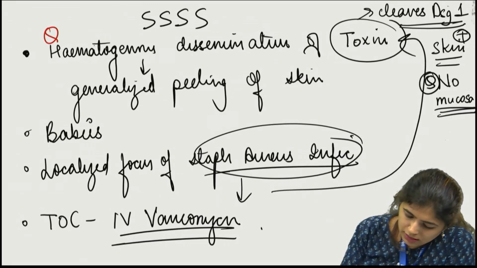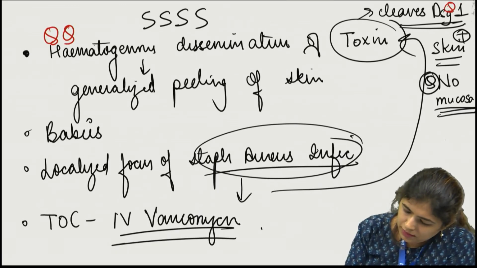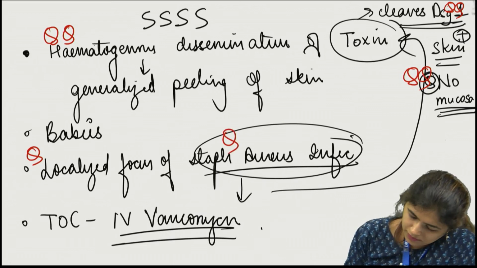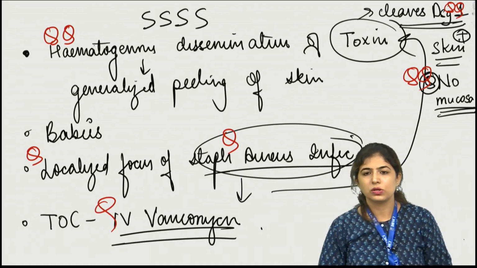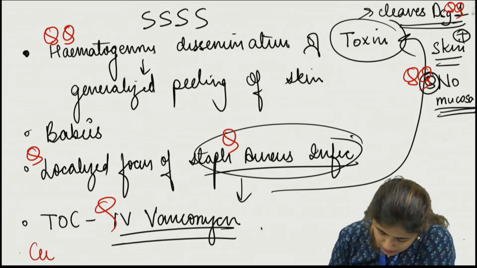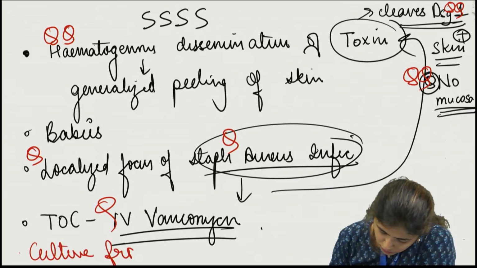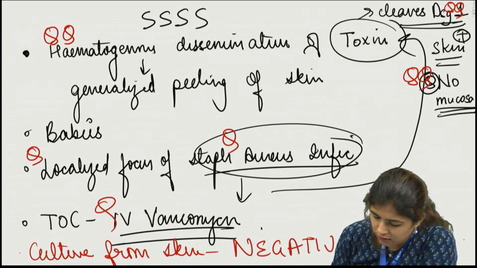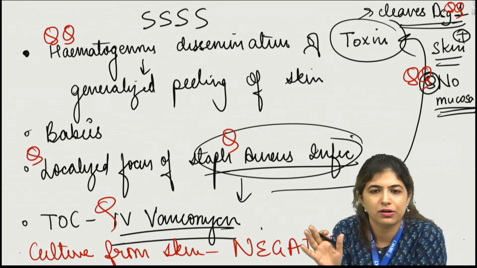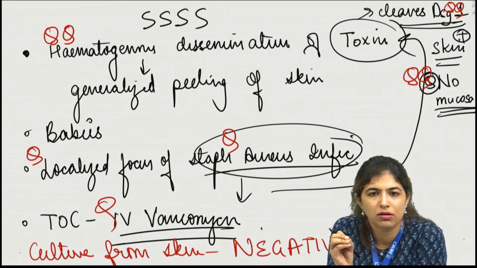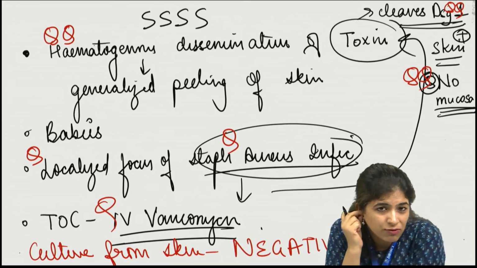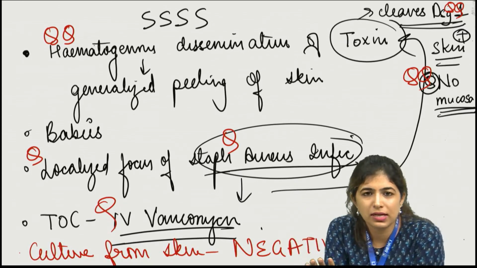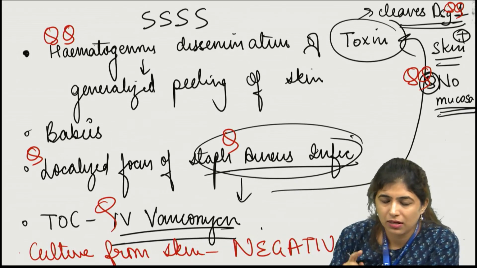Extremely important question. What did they ask you? They ask you this, okay, and culture from the skin will be negative because the skin is not infected. It is only the toxin that is coming and acting on the skin. Positive culture will only be from the ear if it is otitis externa or elsewhere where you have the bacteria. The rest of the other body is only the toxin. So culture will be negative.